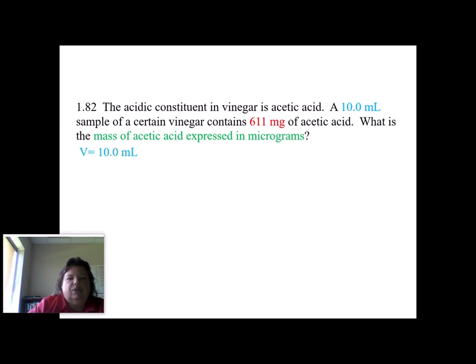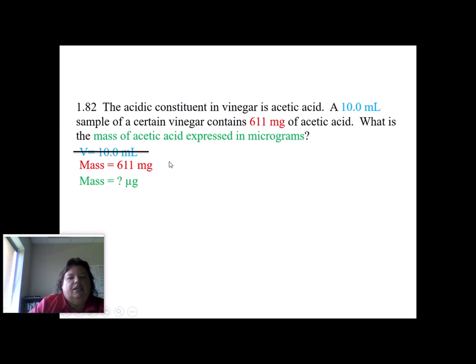So 10 milliliters is a unit of volume, milligrams is a unit of mass, and micrograms is also a unit of mass. This is very much like using a GPS system. In order to use a GPS system, you have to know where you're going in order to find the route to get there. Since I'm given a mass in milligrams and I want a mass in micrograms, it turns out that the 10 milliliters is extra information. I don't need 10 milliliters.